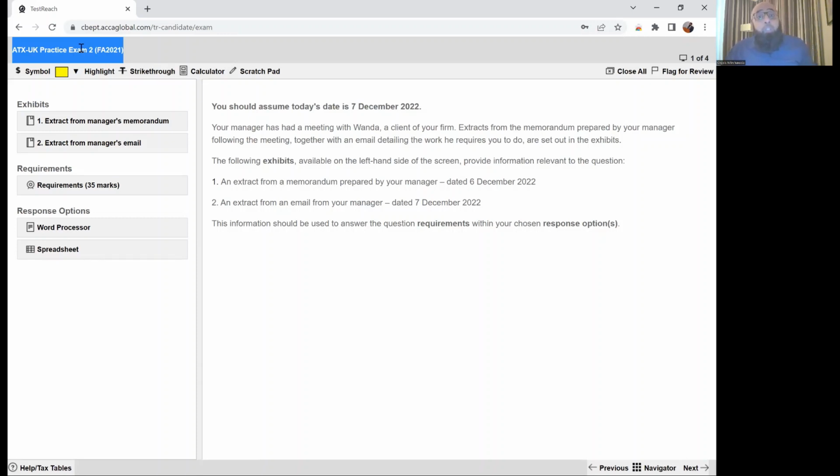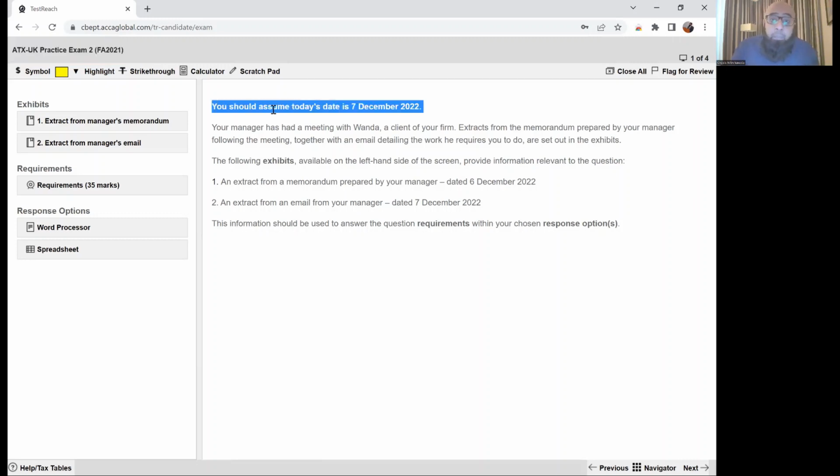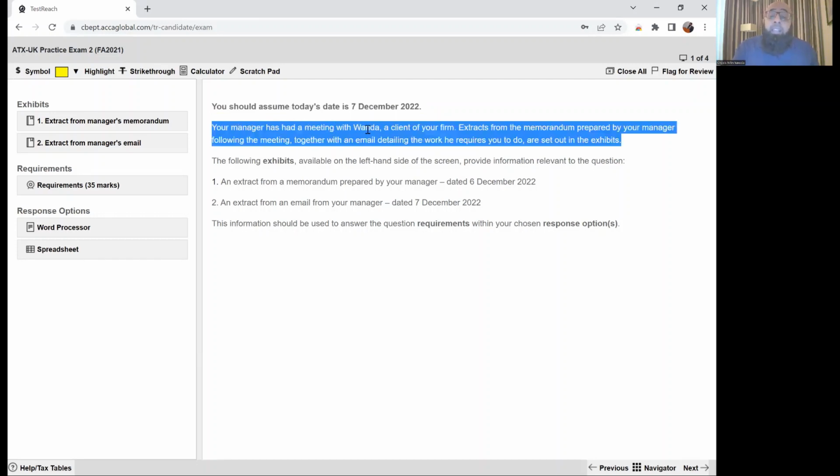I want you all to concentrate and listen to me very, very carefully. Now, you should assume that today's date is 7th December 2022. You are a manager, who has had a meeting with Venda, a client of your firm. Extracts from the memorandum prepared by your manager following the meeting, together with an email detailing the work he requires you to do, are set out below.